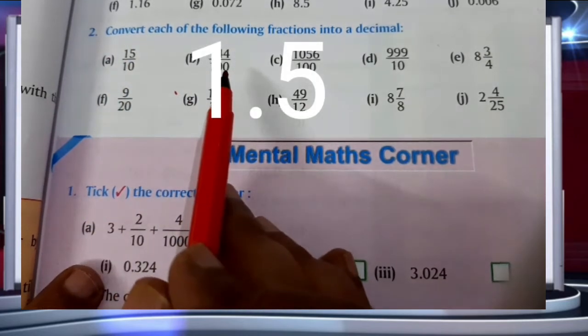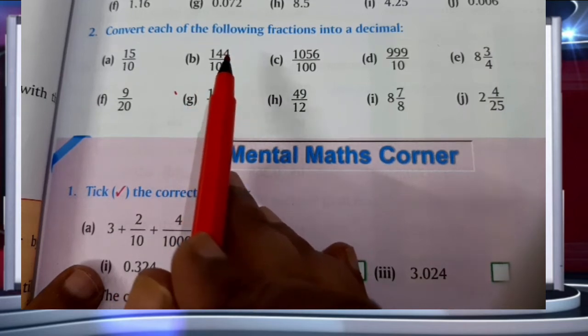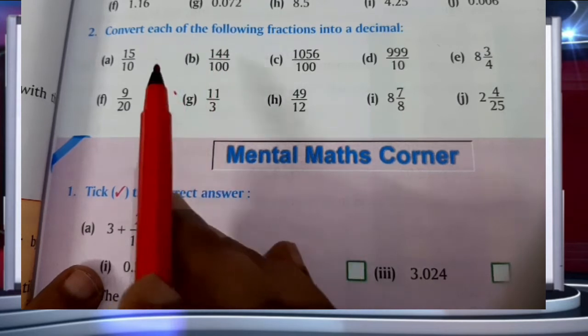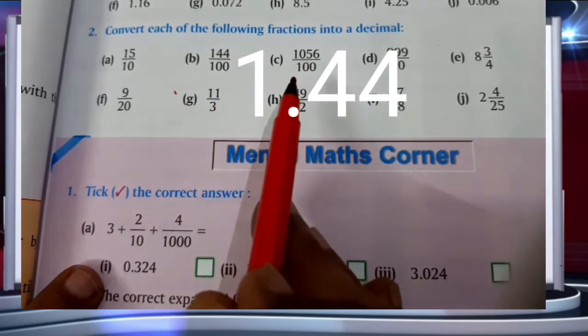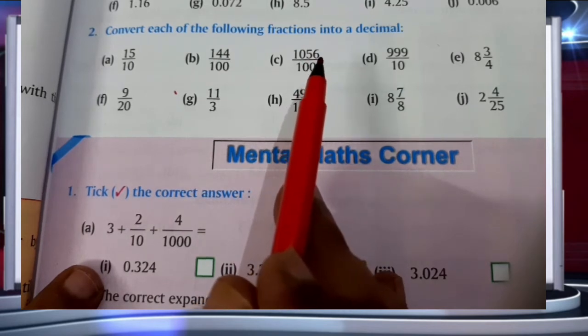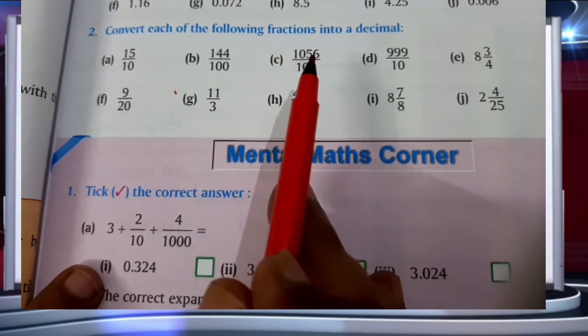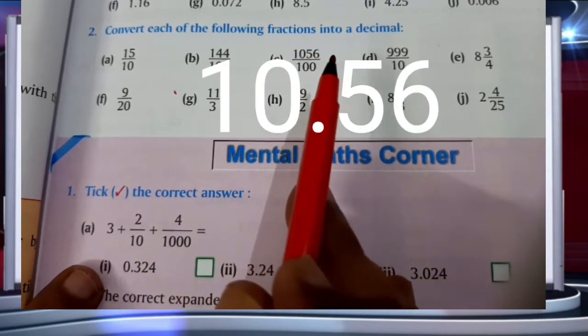You can see here in the second part there are two zeros. We are dividing by 100, so there are two zeros. So I will count from the right, I will count the two digits 1, 2 and I'll put a decimal here. So it will become 1.44. Like in C part, again it is divided by 1000. Again there are two zeros. So I will count from the right side, I'll count the two digits 1 and 2 and I'll put the decimal here. So it will become 10.56.